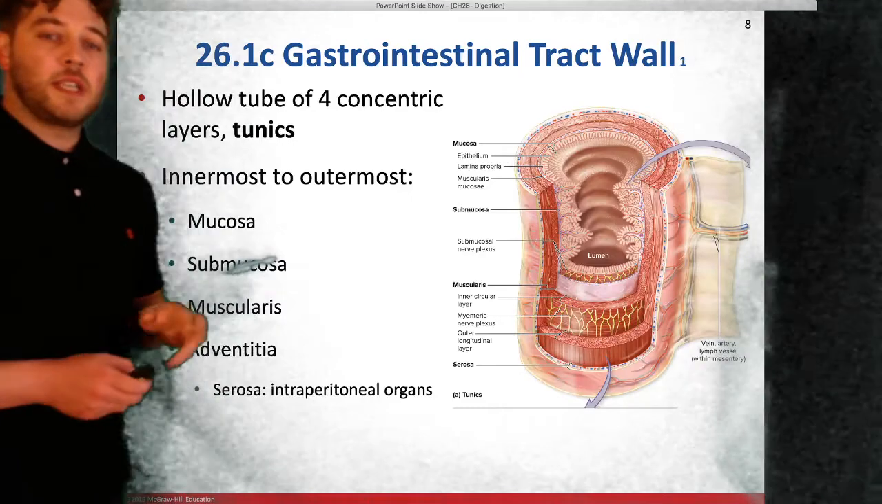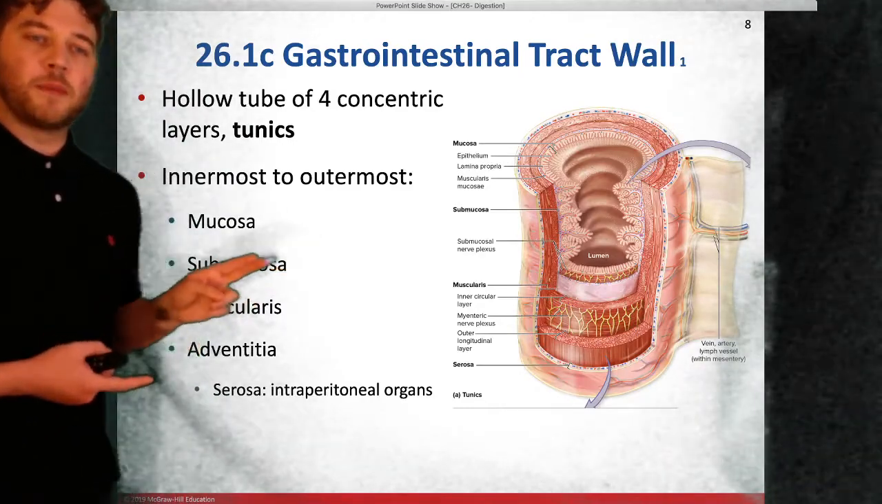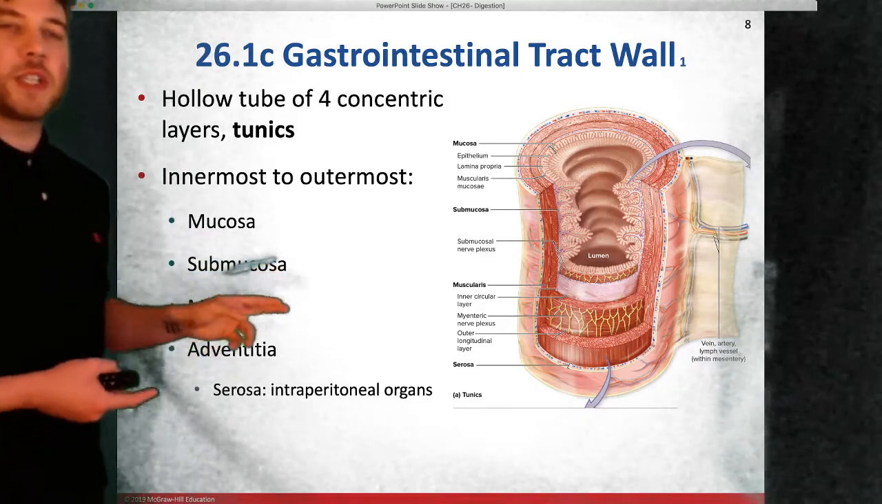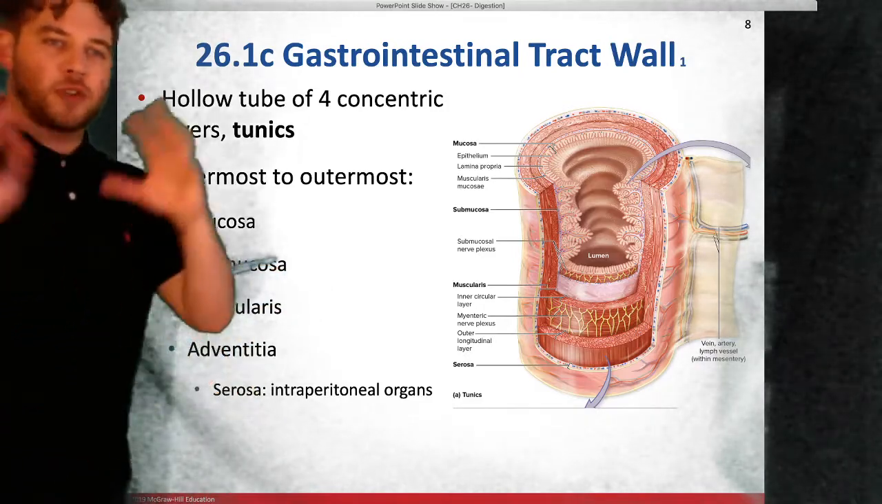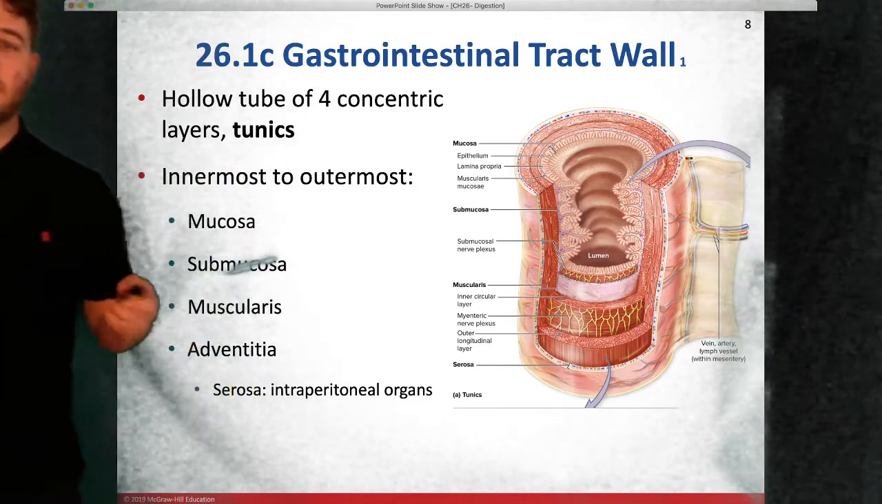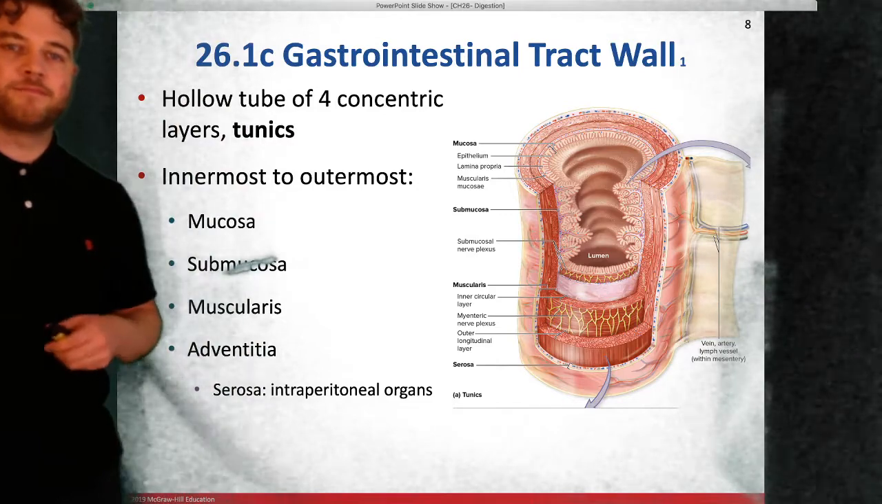And we'll see the submucosa that houses the blood vessels and the nerves. This is where absorption occurs. Muscularis layer is going to help in that mixing and churning. And the adventitia and the serosa, this just refers to that outer covering of connective tissue that's going to help connect it to the abdominal wall.